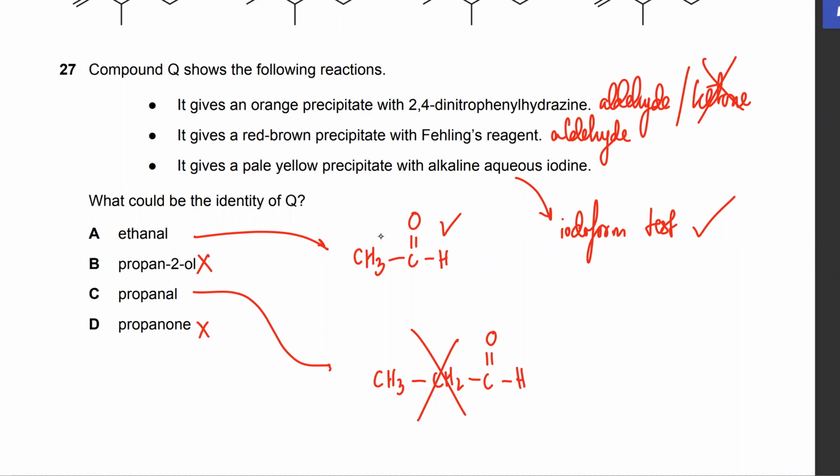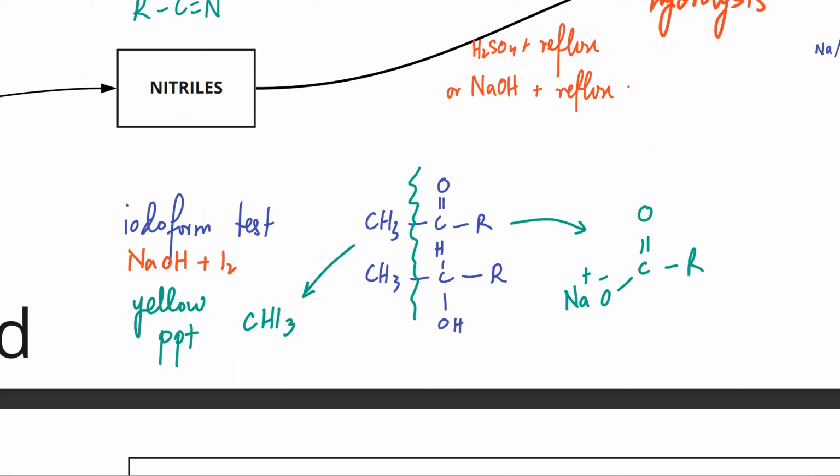The CH3 will break away and form a CHI3 yellow precipitate, and the other part will turn into a carboxylic acid. Okay, is that clear? Iodoform test. Sir, in the iodoform test, among all the alkyl groups, only one methyl should be there, right? The others should not be. Meaning the iodoform test is not a test for a functional group. It's a test for exactly this structure: if methyl is right next to C double bond O, then the test would be positive. Clear?